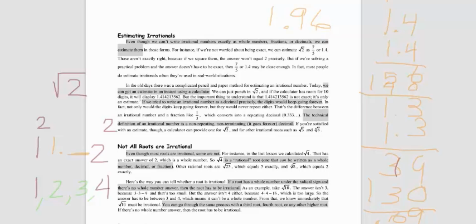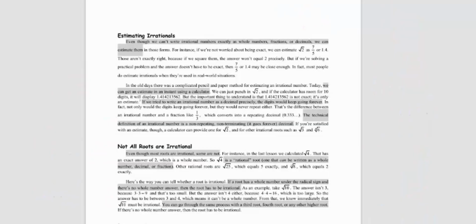So if we're trying to estimate the square root of a number, we can think of the perfect square that comes before it and the perfect square that comes after it, and we'll get an idea about where the number might be.